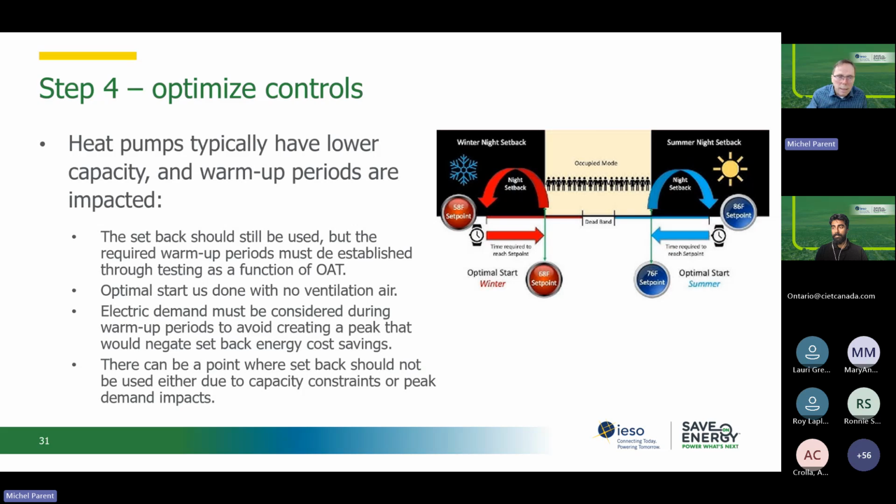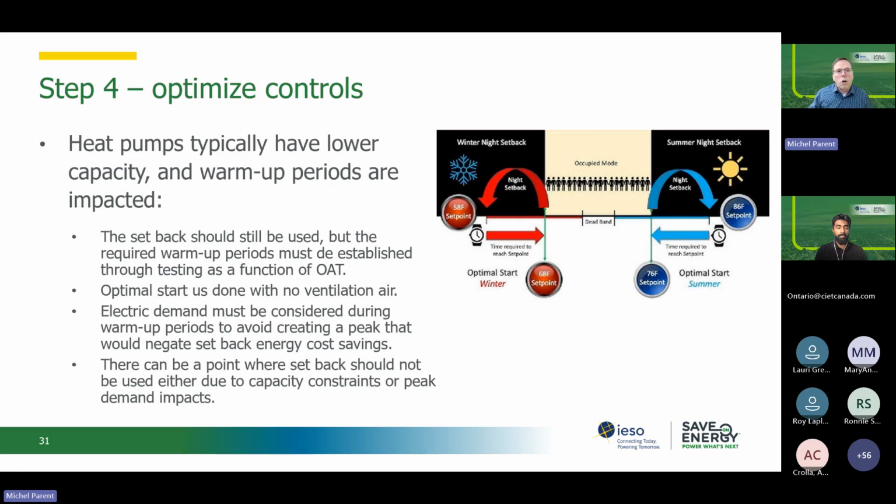But again, your BAS needs to be programmed accordingly. And you need to know both COP and capacity at a given temperature. That will allow you to both program the BAS and get those savings. Once you've got that done, you've got your control strategy all defined, properly programmed, properly commissioned.